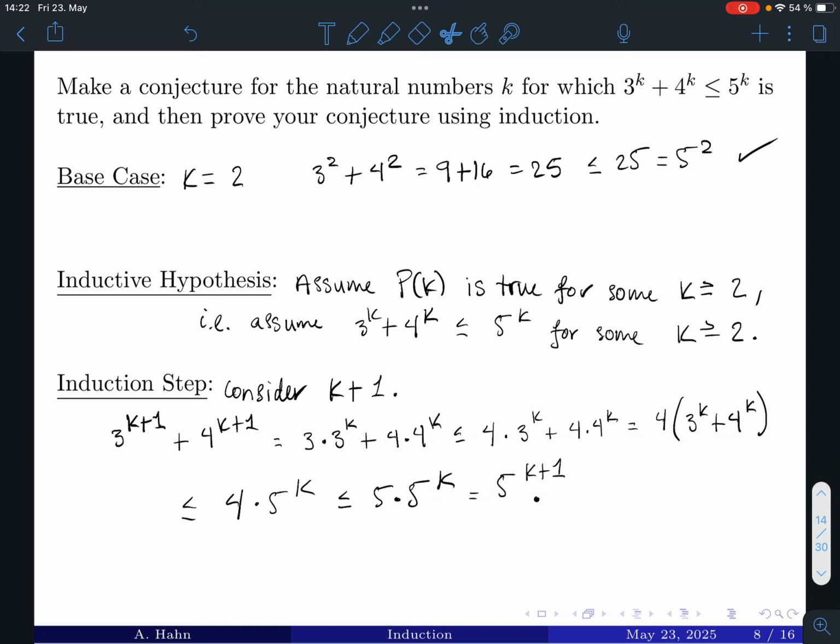And so we're done. Because we have our base case, we have our inductive hypothesis, and then we showed that if the statement is true for the kth value, it's true for the k plus first value, then it's true for all k greater than or equal to the base case, which is 2.